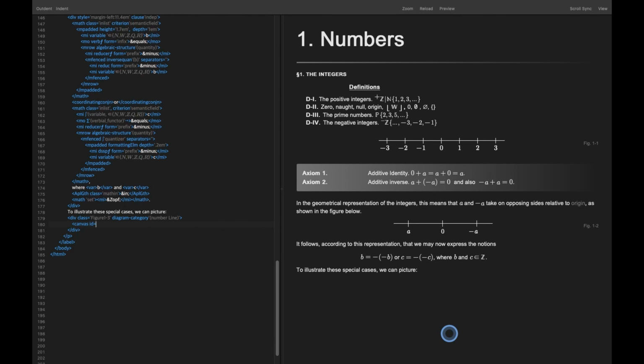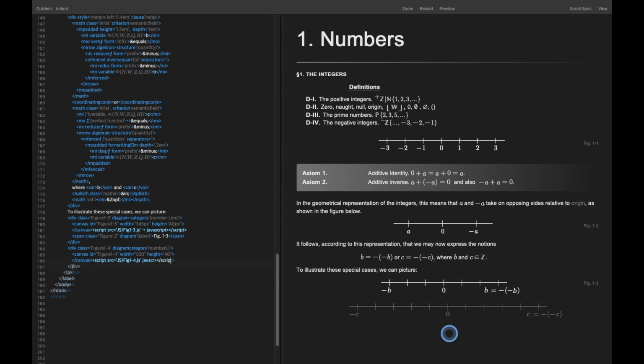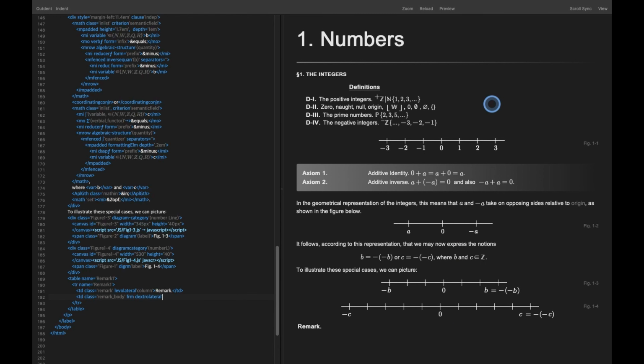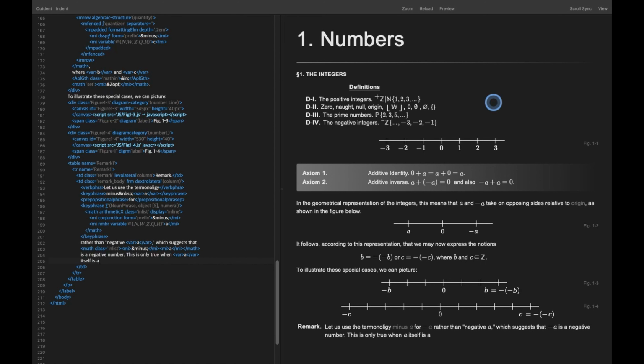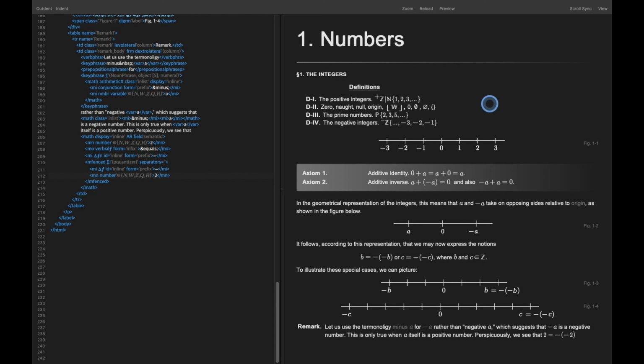To illustrate these special cases, we can diagram the pictures below. Another way to think about this linguistically is simply that the opposite of minus b is not minus b, and the opposite of minus c is not minus c. So it's good to make this use of terminology, minus a as opposed to negative a, explicit, where negative a suggests that minus a is a negative number. This is only true when a itself is a positive number.